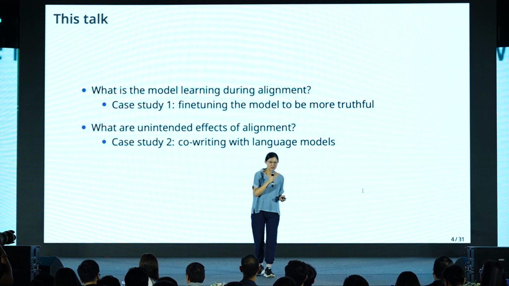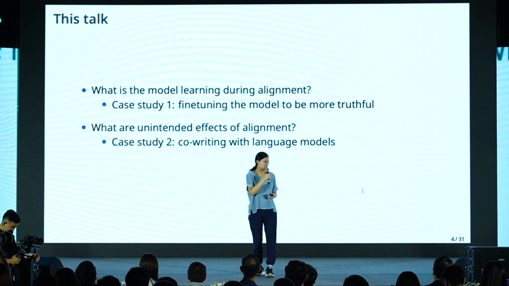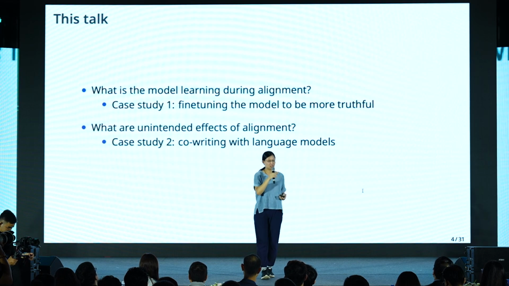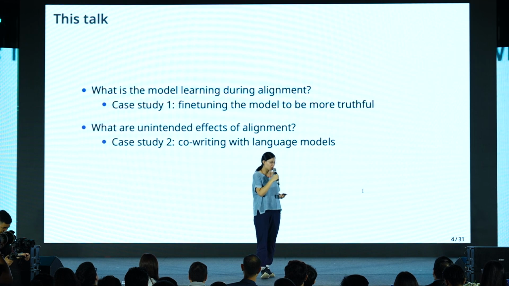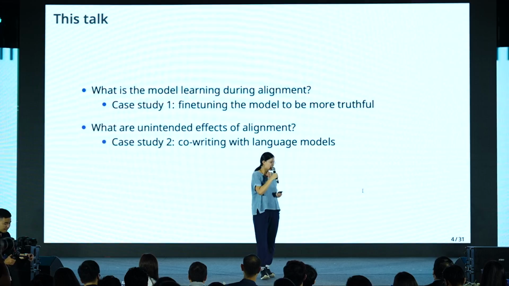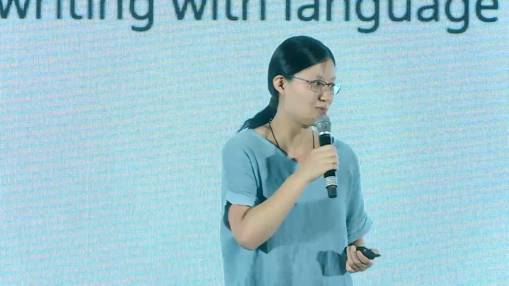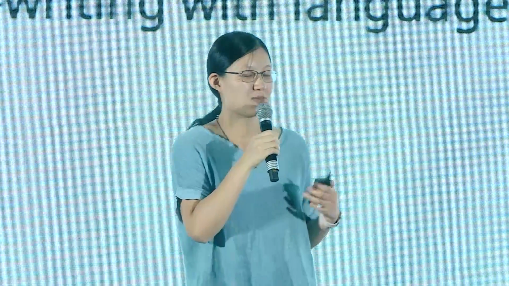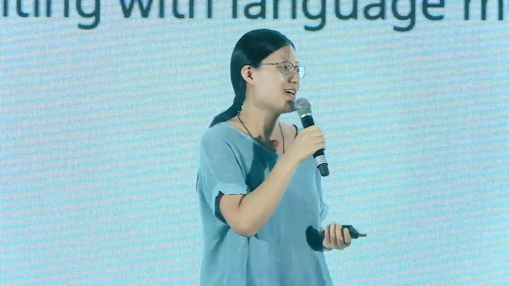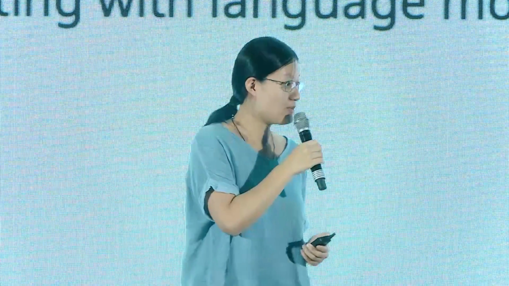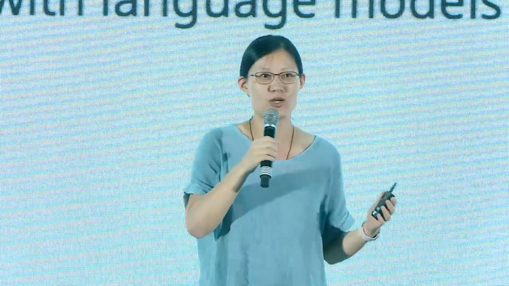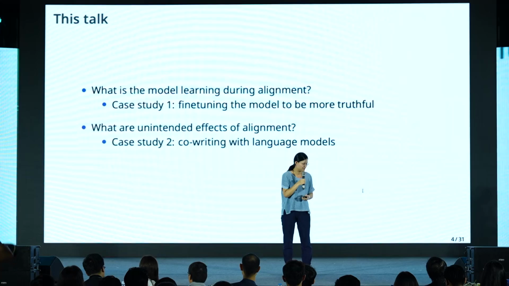So in this talk, I want to go through two of our recent projects. The first is fine-tuning or aligning the language model to be more truthful or factual. And then in the second case, we'll look at the impact of co-writing with a language model. Through these two specific projects, I hope to answer some broader questions on alignment. So first, what is the model really learning during alignment compared to the pre-training stage? And second, whether there is some unintended effect when we now align the model with human feedback.